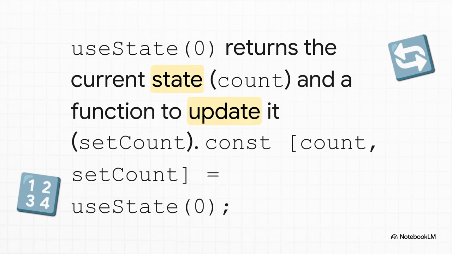Here's how you use it. Calling useState gives you back two things in an array. First is the current value of your state, we'll call it count. And second, a special function that lets you update that value. By convention, we call that setCount. And that 0 we're passing in, that's just the initial value we want our count to start at.